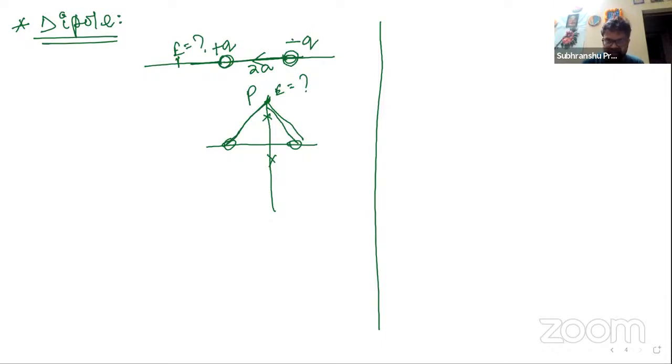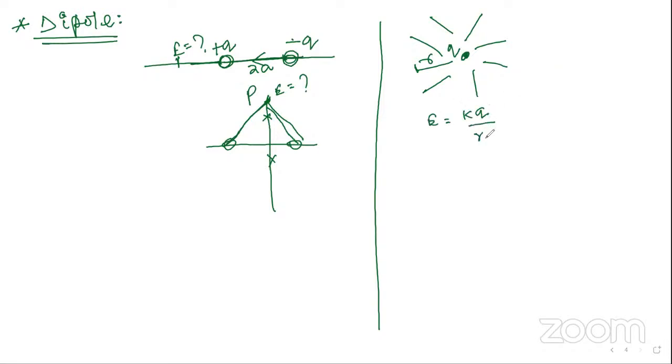In the previous case, we found the electric field for a single charge. What was the formula? The formula for a single charge. A charge is there, and in the surrounding there will be a field. At a distance r from the charge, what is the field? It is equal to kq by r square. This is the field for a single charge.